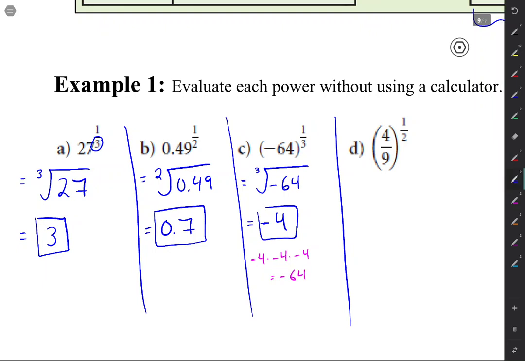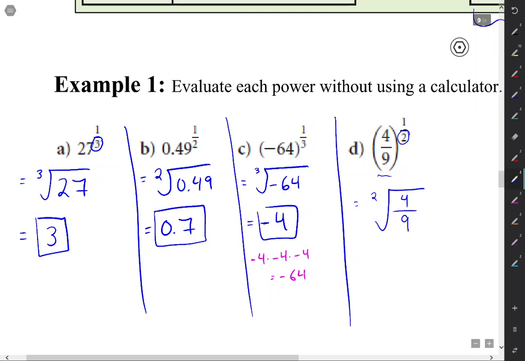And now this time we have a fraction that has a power that's a fraction. So let's see how this is going to work. We're going to treat this one exactly the same as we treated the other ones. So let's put this entire fraction here, the 4 over 9, under the square root sign, because our denominator is a 2. So we have the square root of 4 over 9.